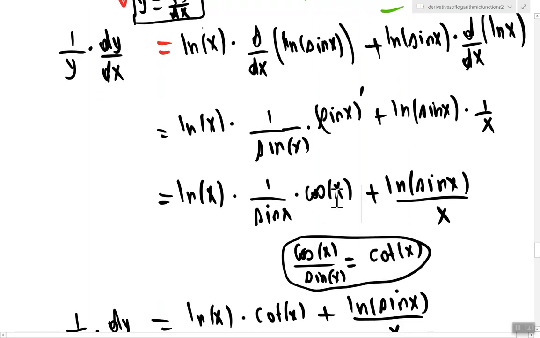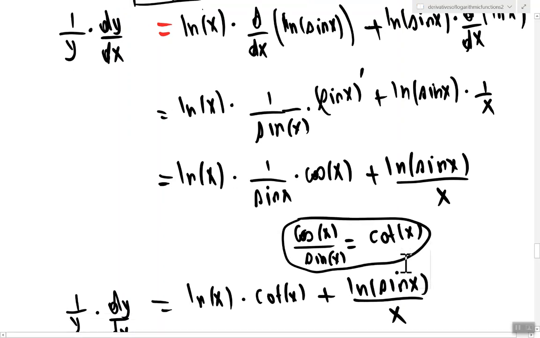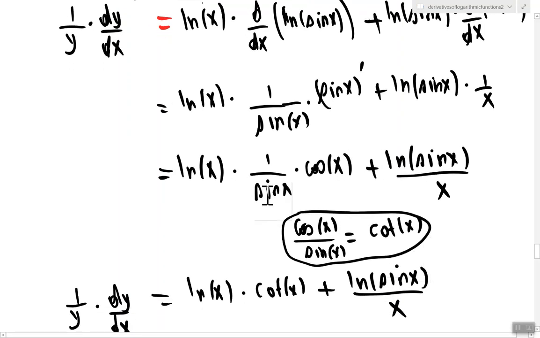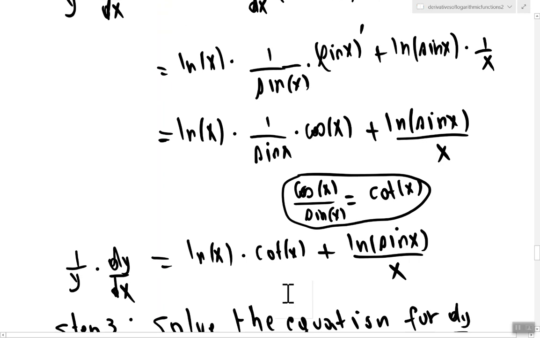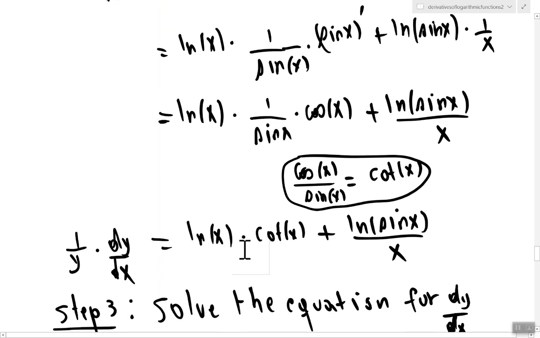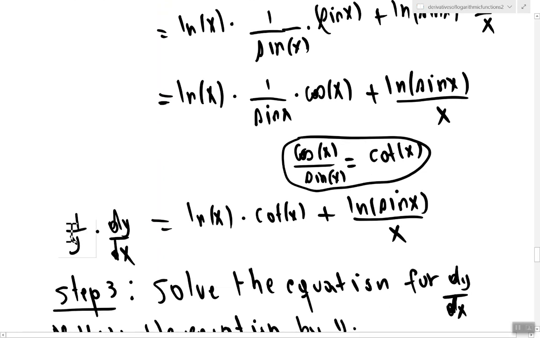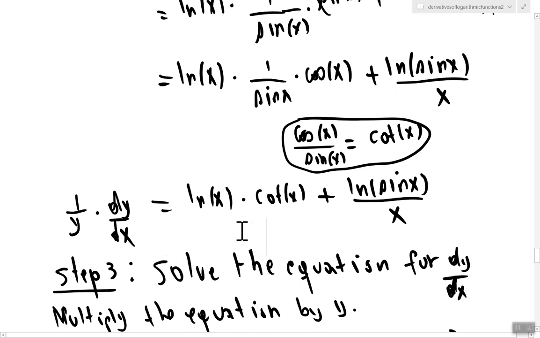So we also know cosine of x over sin of x is cotangent of x. So we can replace these two by cotangent of x. So we end up with ln of x times cotangent of x plus ln of sin of x over x. On the other side, the left side, we have 1 over y times dy dx. So we have this equation.